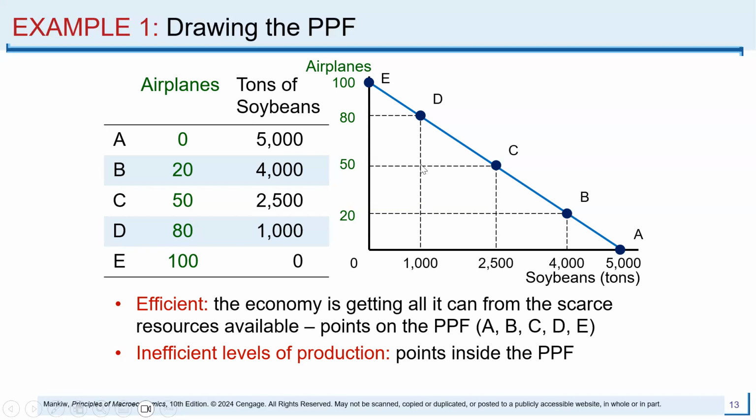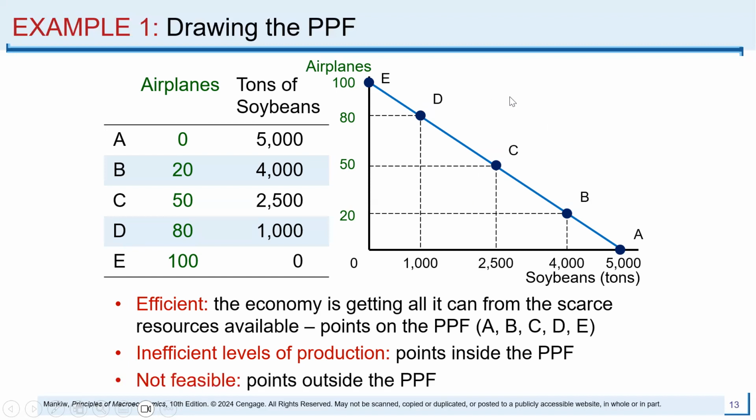If you want to produce more airplanes, can you do that? You can actually produce 30 more airplanes without any sacrifice to the production of soybeans. And for soybeans, you can produce 1,500 more tons without sacrificing the production of any airplanes. So in this case, you still have some resources left. You actually waste some of the resources that you can deploy. That is why we call all the points within the PPF inefficient points.